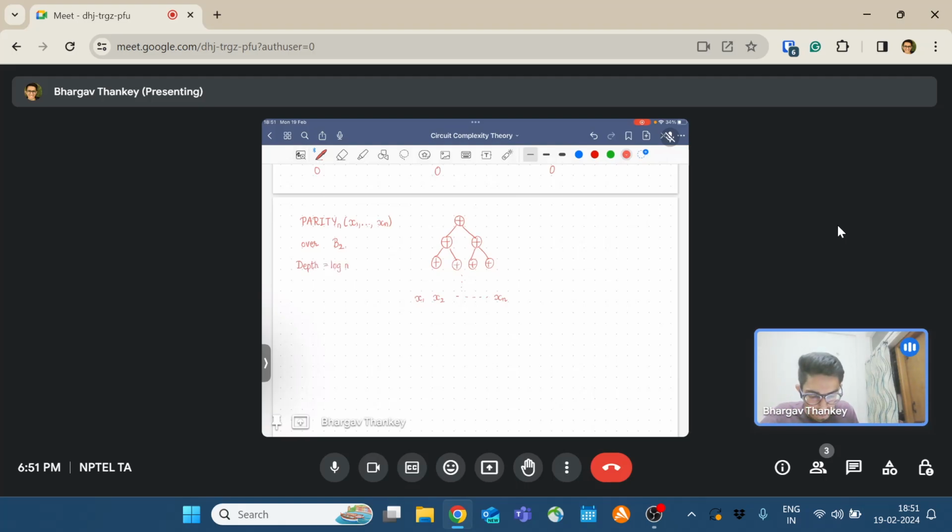And so what's the size? It's 2 to the power log n minus one. So it's n minus one, which is order n, right? We don't care about minus one that much. It's order n. Okay. So over B2, we get order n.